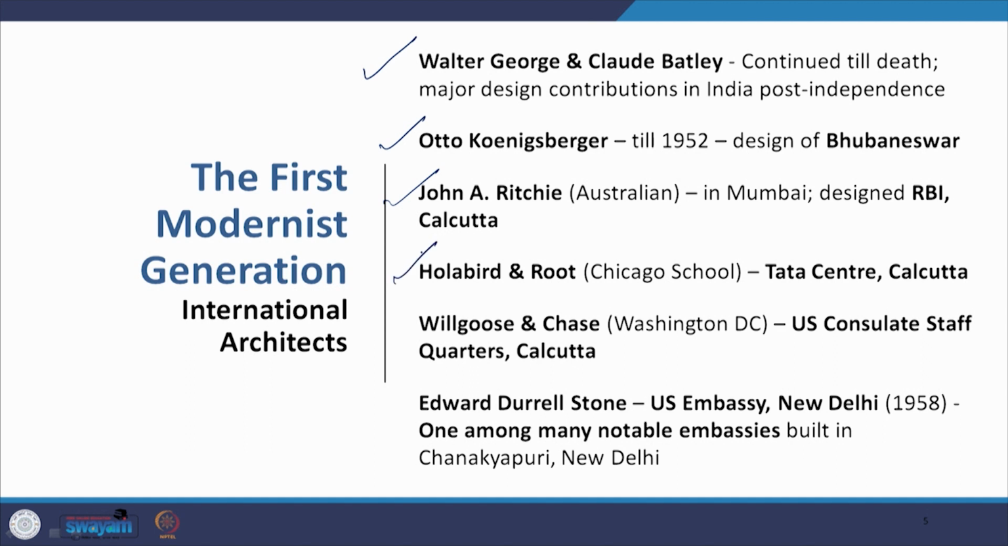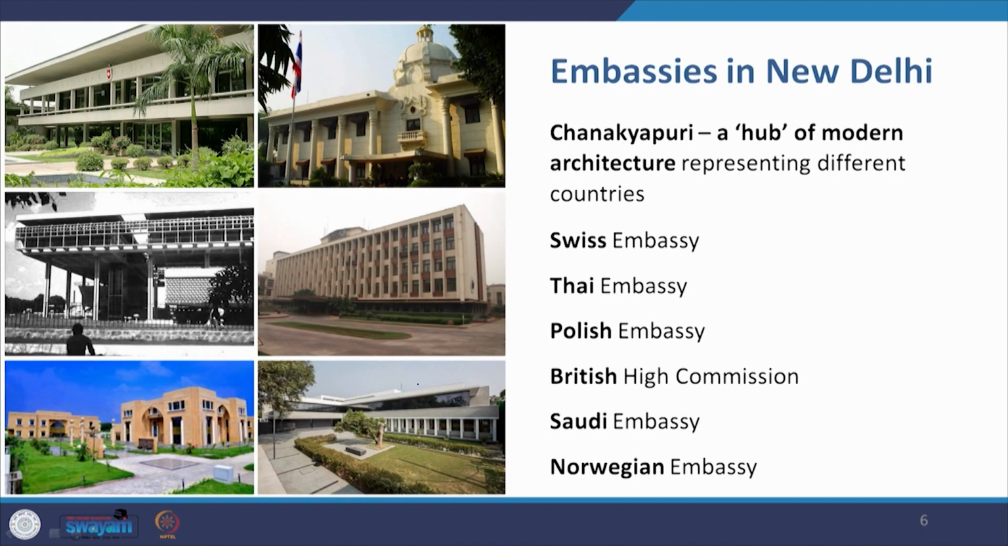Holabird and Root, who were a two-architect team from the Chicago School, designed the Tata Center in Kolkata. Then Vilgus and Chase from Washington designed the US Consulate Staff Quarters in Kolkata, and Edward Durrell Stone designed the US Embassy in New Delhi in 1958. This was one amongst the many notable embassies that are part of Chanakyapuri in Delhi today. Chanakyapuri is a hub of modern architecture representing these different countries.